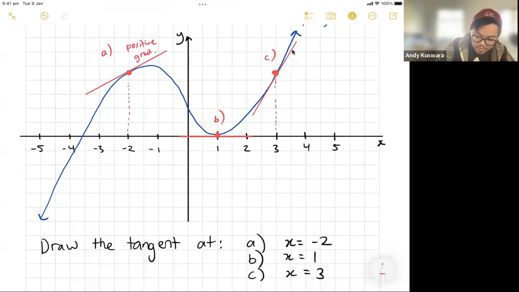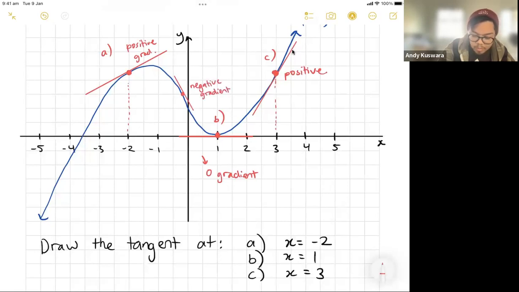If it's a horizontal line, it's not positive, it's not negative, so we actually say it's a 0 gradient. And for this one here, we're back to another positive gradient. And you can see somewhere like maybe if I went in between here, if I drew a little one there, that's got a negative gradient.